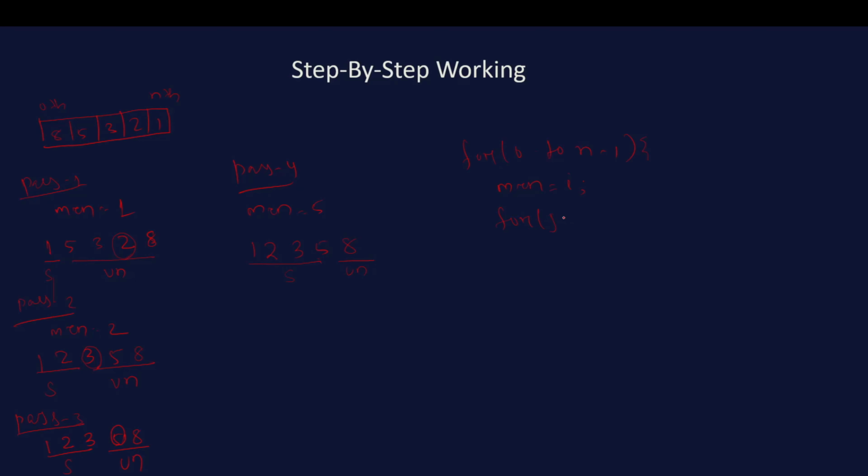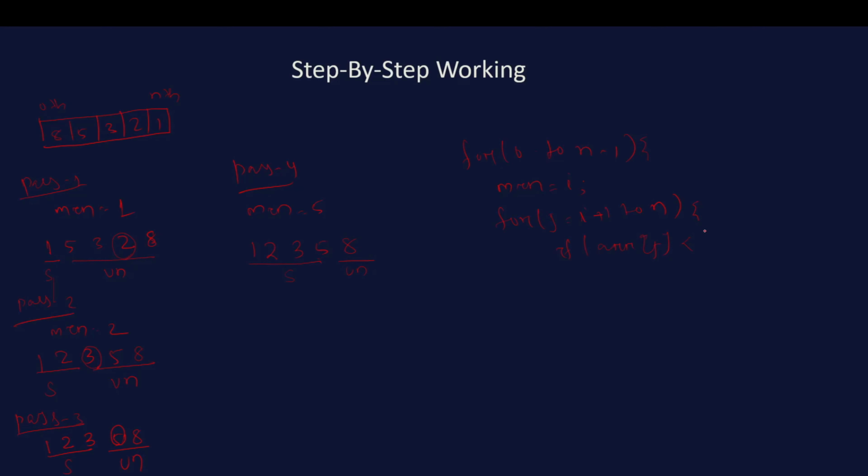So from here, I'll start j from i plus 1 to the nth index. Okay, so after this, we have to put one if condition to find the minimum element. If array of j is less than the minimum index.